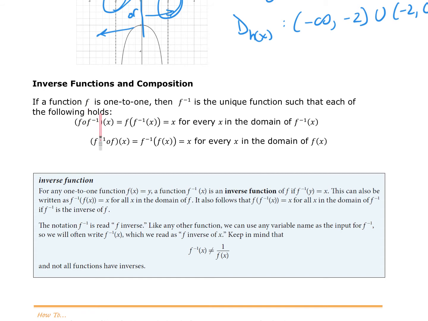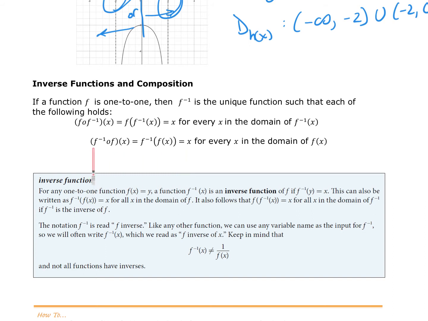Suppose f is both a function and one-to-one. Then f inverse, that is not the reciprocal, that is not 1 over f, that is f inverse. So f raised to the negative 1 means f inverse. We'll hold that the composition of f composed with its inverse of x is equal to x for every x in the domain of my inner function. So this is where composition comes into place.